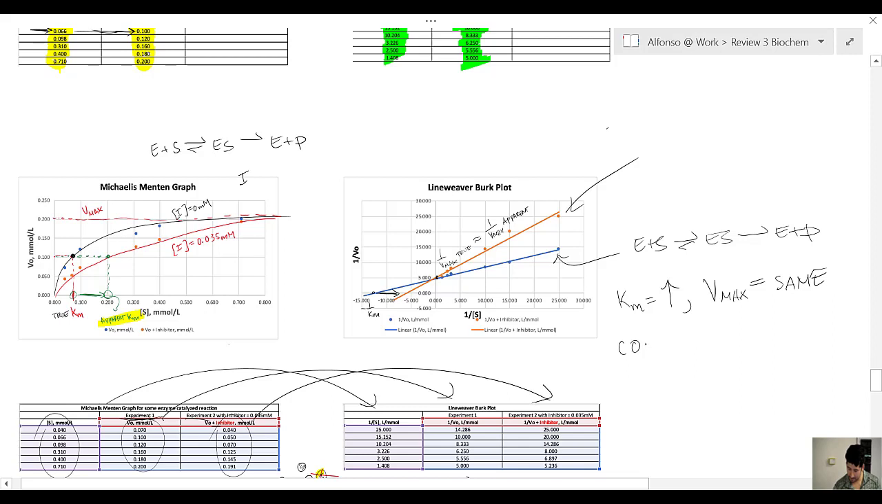Good job. Competitive inhibitor. Excellent work. You make me proud. Competitive inhibitor. So that's the type of inhibitor that we have in this Lineweaver-Burk plot and in this Michaelis-Menten graph. Notice how Vmax stayed the same, roughly the same, but look at Km. Km used to be this value right here, but then Km became this value right there.